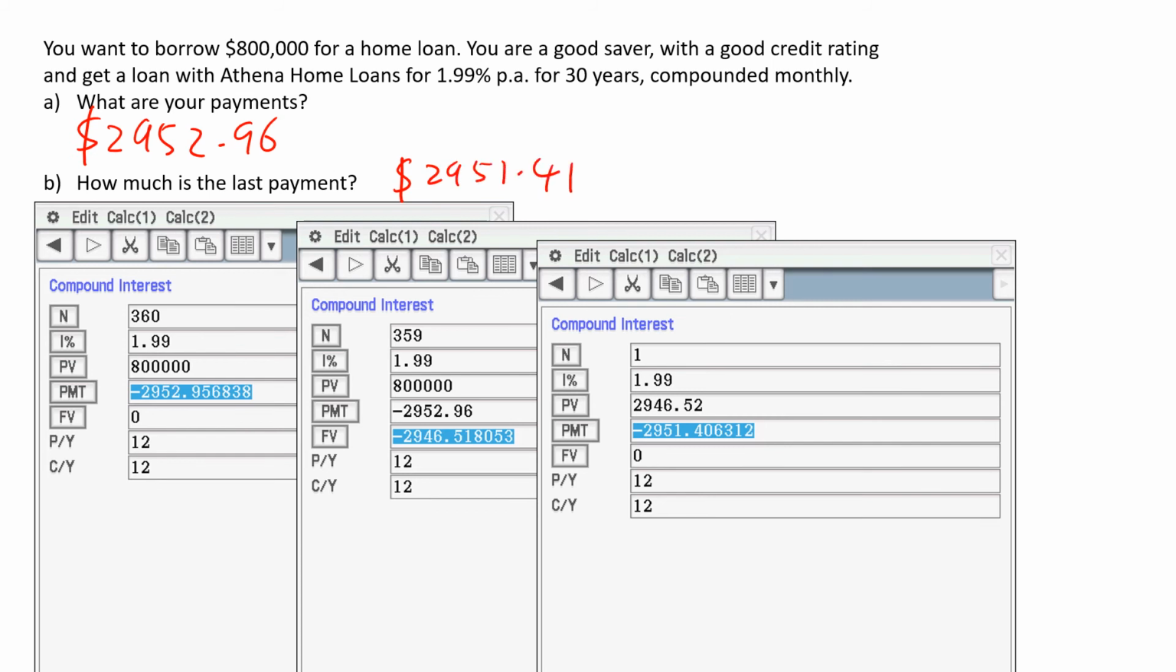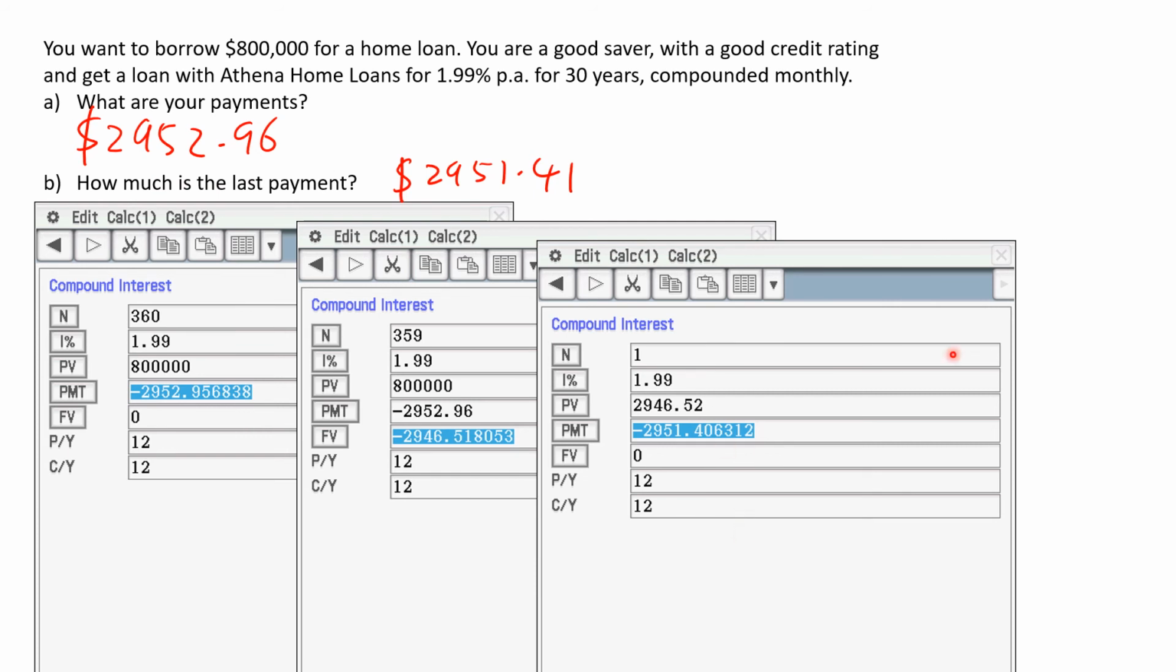2951.41. So remember, because we took this number, which is 0.956, and we had to round it up to 0.96, that means that we've actually been slightly overpaying for 359 payments, and that's why this number is less than this number, if that makes sense to you.